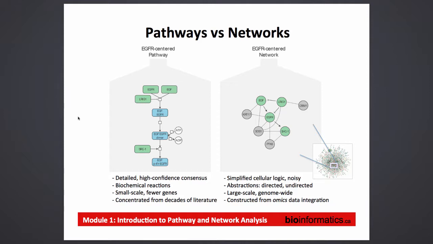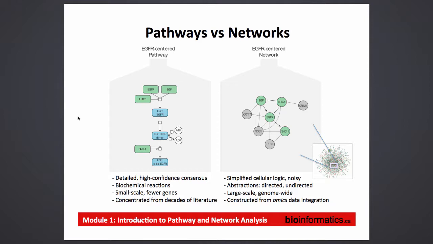But there are also some differences between pathways and networks. Pathways are often called small-scale systems that are fairly well described. They may be a consensus synthesis of many years of knowledge and research. The interactions in pathways are often biochemical reactions, so they are very detailed. There's a lot of knowledge about them. They're collected into specific pathway databases. Maybe they contain dozens of genes and proteins, maybe hundreds, like say a few hundred, but no more.